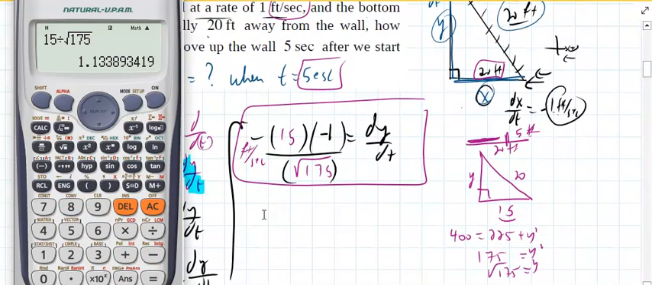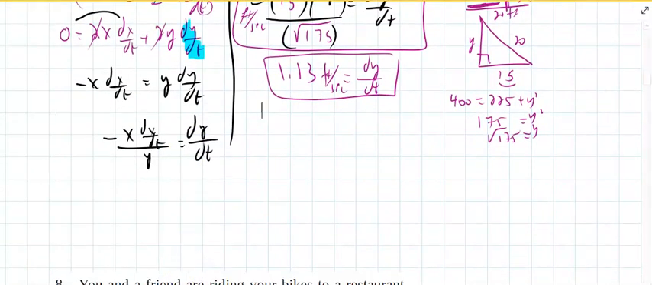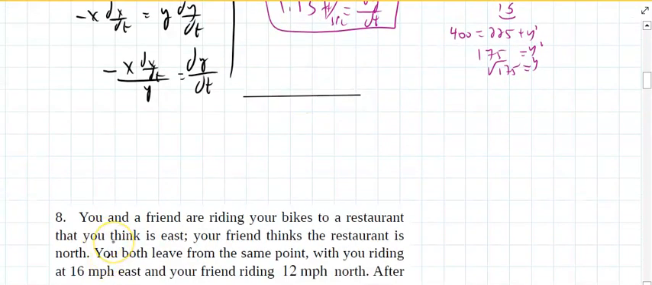It's roughly 1.13. So the ladder is climbing the wall at a rate of 1.13 feet every second. It's moving faster on the wall than the pushing in at 1.1. Next problem.